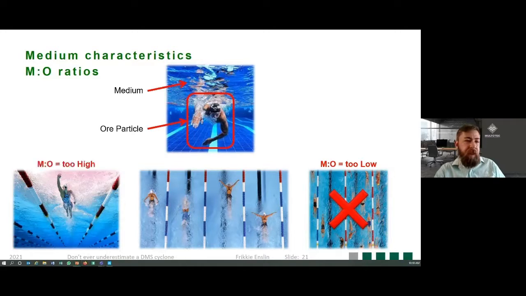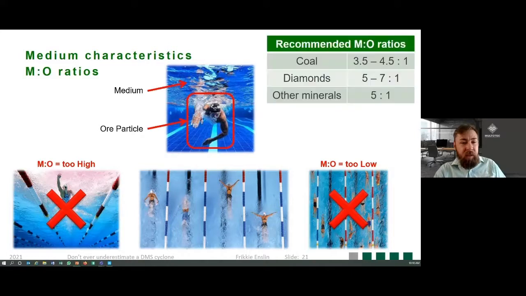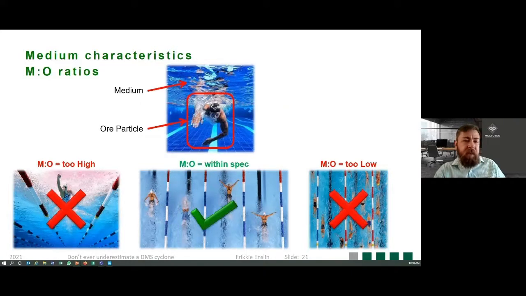On the left, that swimmer will have a golden opportunity to break the Olympic record, but your swimming pool is too big. There's no need for that swimming pool to be this big. So your medium to ore ratio is too high. So the ideal is the one here in the middle. Everyone has their lane. Swimmer to swimmer interaction is at a minimum, and everyone gets an opportunity to do what they need to do best.